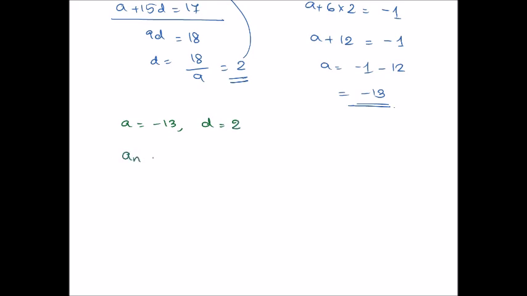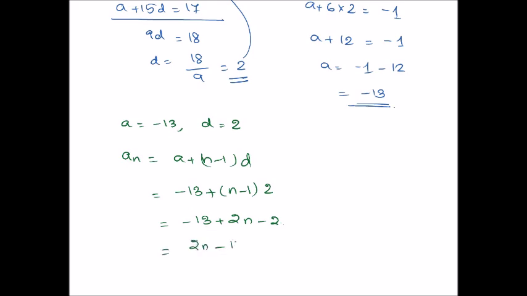Hence, a_n, the nth term, is equal to a plus (n minus 1) into d. Substitute these values: -13 plus (n minus 1) into 2, that's equal to -13 plus 2n minus 2, that's equal to 2n minus 15. This is the nth term of the AP. This is the final answer.